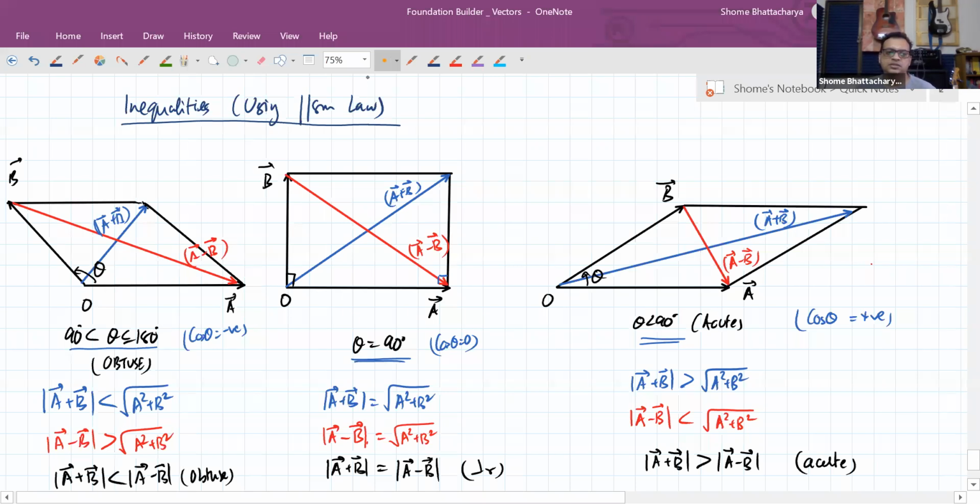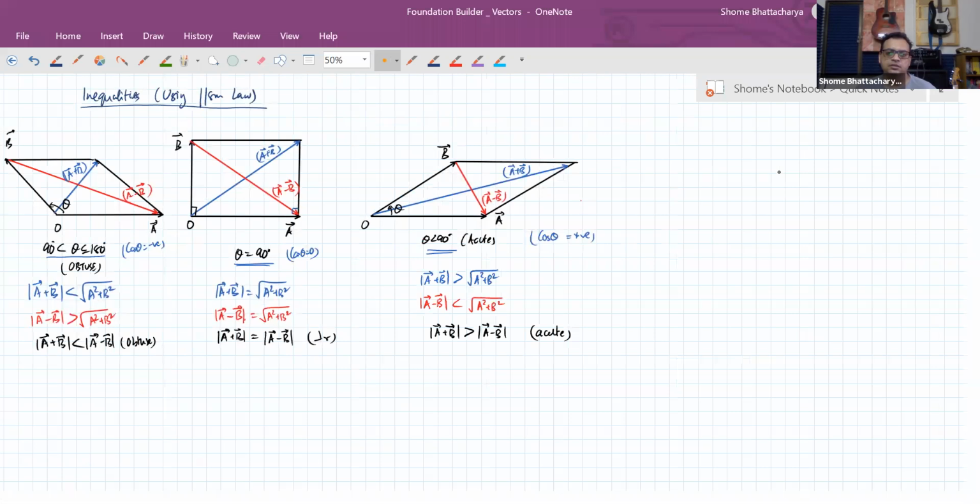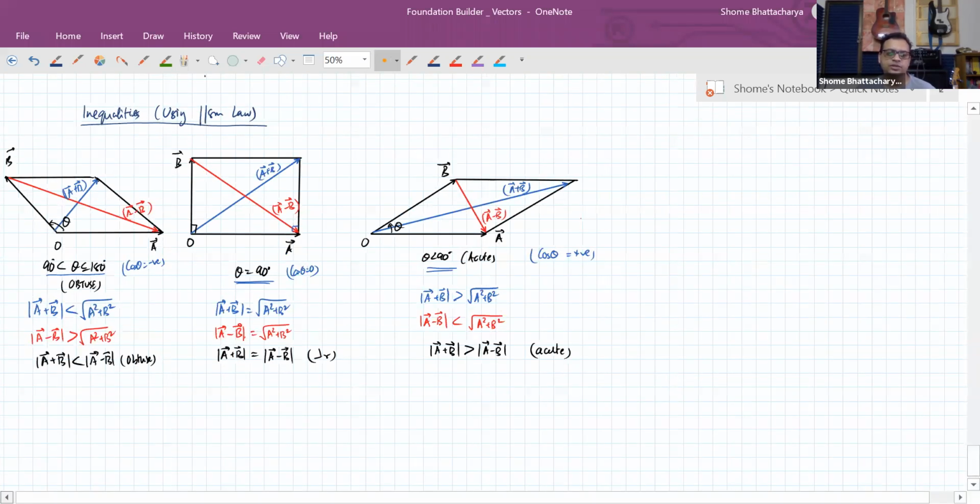Okay, so instead of memorizing them or understanding them in a formula based method, the parallelogram law gives you a very easy way to visualize and understand why this is happening. So then you don't have to rote learn it. You can just understand the logic of this.